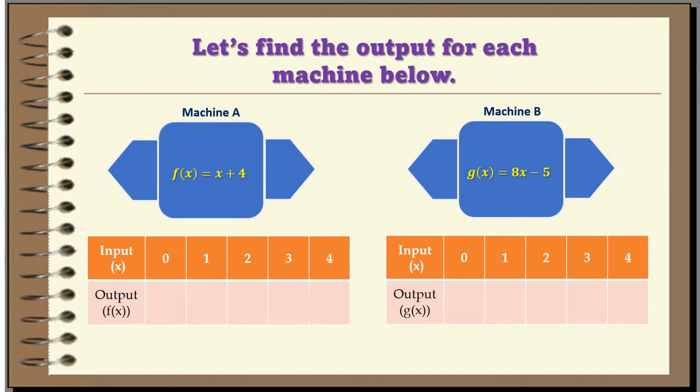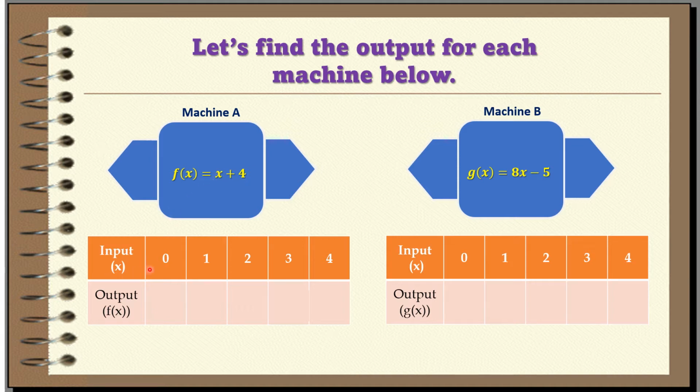To begin, let's find the output for each machine below. We have machine A with the function f of x is equal to x plus 4, and machine B with the function g of x is equal to 8x minus 5. Below each machine is a table of values wherein the first row is the input x. These values must replace the x variable in our function.